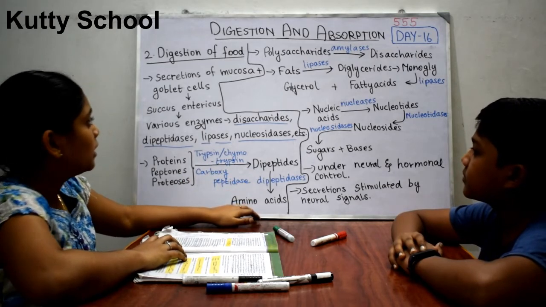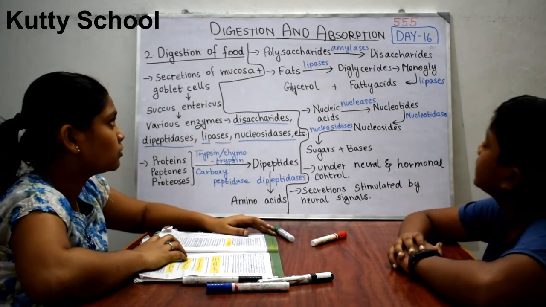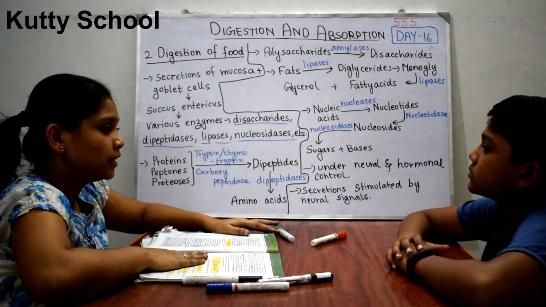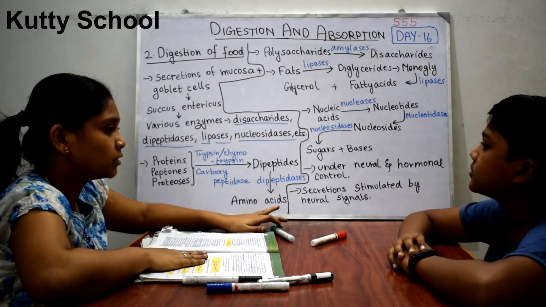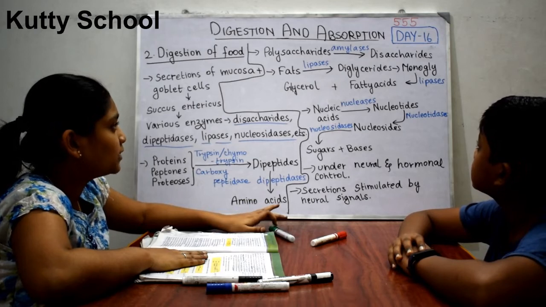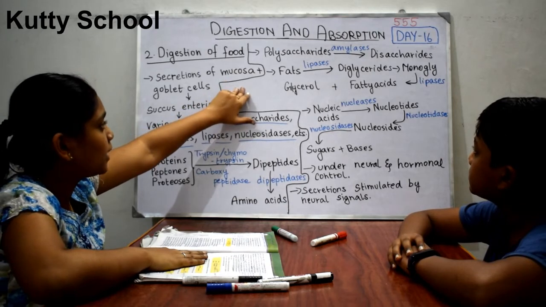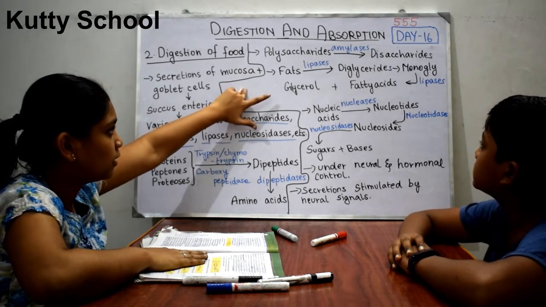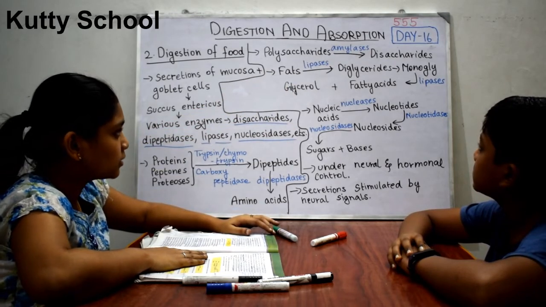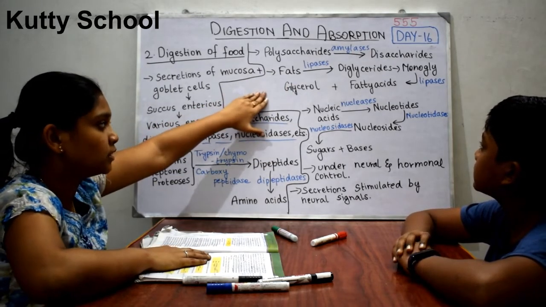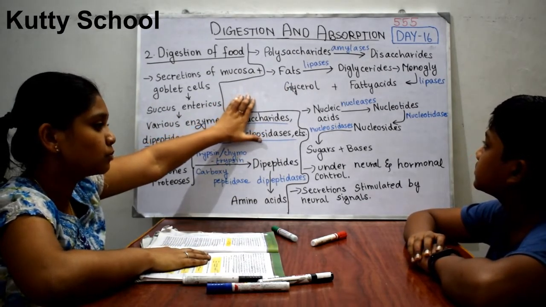Polysaccharides, when they react with amylases, form disaccharides. Salivary amylase, as we have already seen, digests 30% of carbohydrates, forming the disaccharide maltose. Then fats, when they react with lipases, form diglycerides. Diglycerides form monoglycerides, and monoglycerides again react with lipases and form fatty acids plus glycerol. These lipases are activated by bile juice.